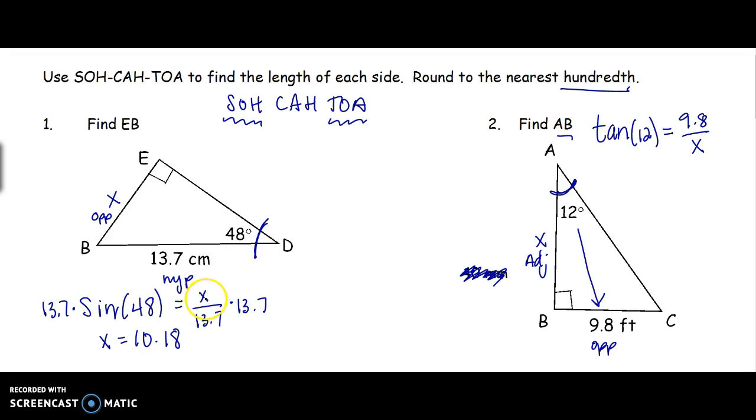If the x is in the numerator, then you would just multiply by the number in the bottom. But if x is in the bottom, if you remember, we are able to switch the trig function and the variable. So you're going to have x equals 9.8 divided by the tangent of 12. So in your calculators, you do 9.8 divided by the tangent of 12, and you're going to get 46.11.